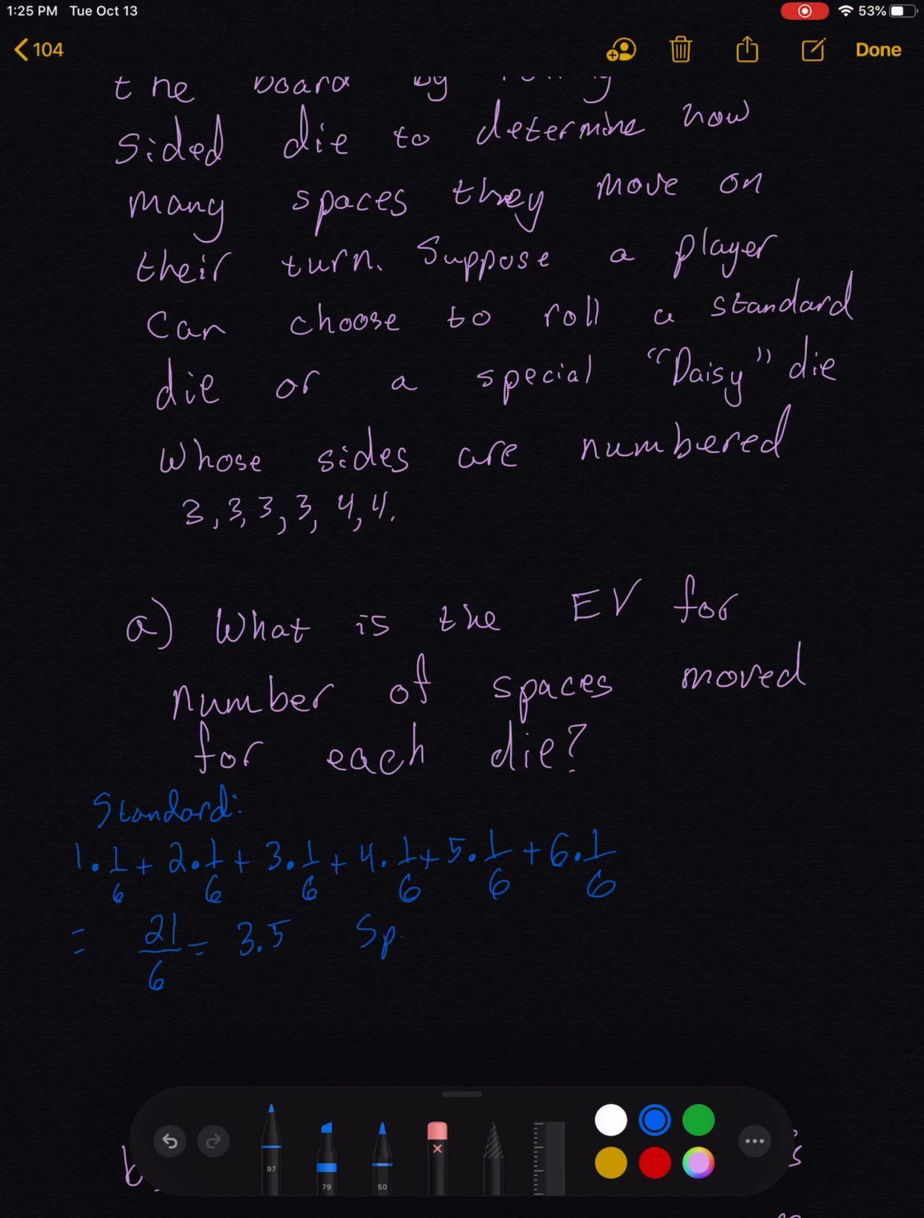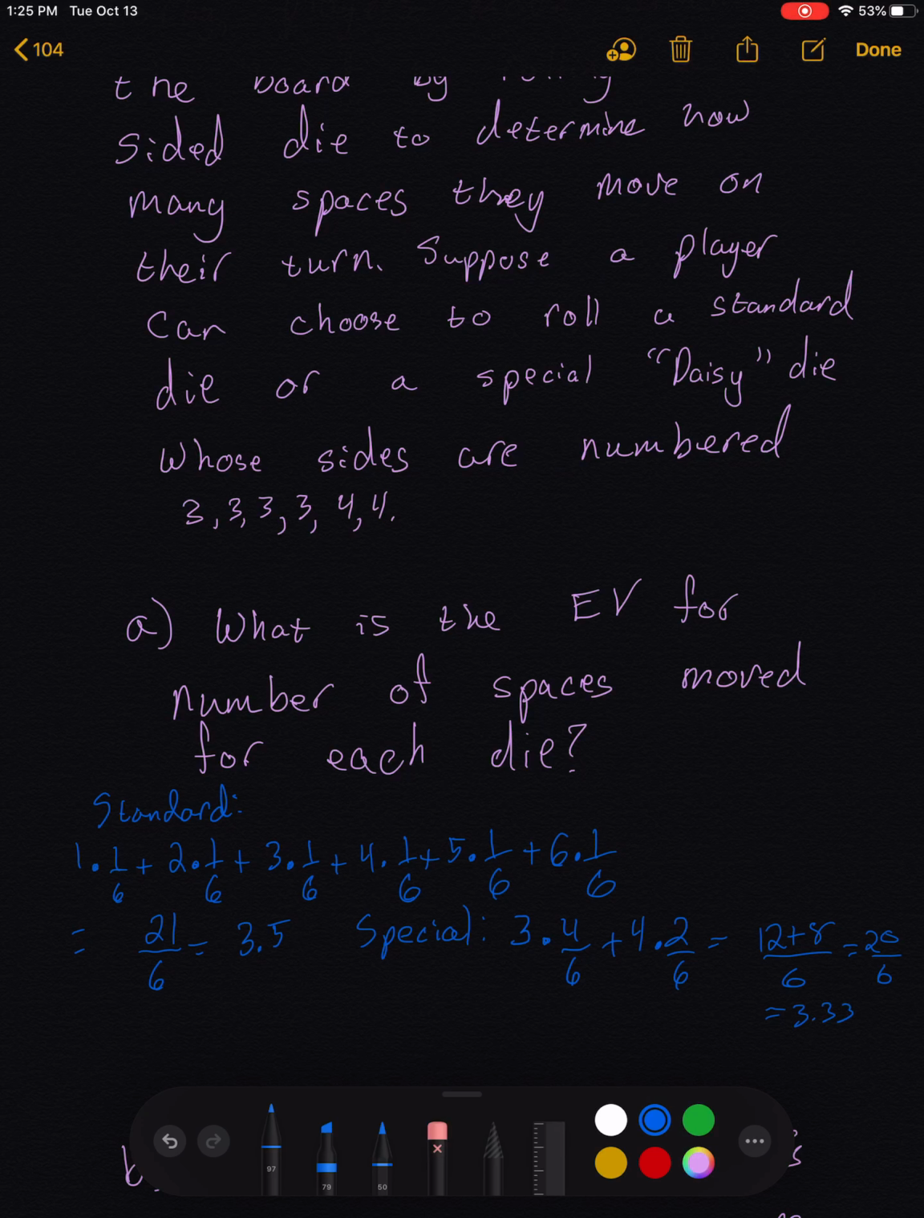Now, for the special die, what changes is there are four sides that tell us to move 3 spaces. So the value of those sides is 3, and the probability of getting one of those is 4 out of 6. There are 6 faces to the die total, and 4 of them read 3. Then plus, the value of the other 2 sides is 4, and the probability of getting one of them is 2 in 6. So this comes to 3 times 4 is 12, plus 4 times 2 is 8, over 6, so 20 over 6. 20 over 6 reduces down to 10 over 3, which is approximately 3.33.